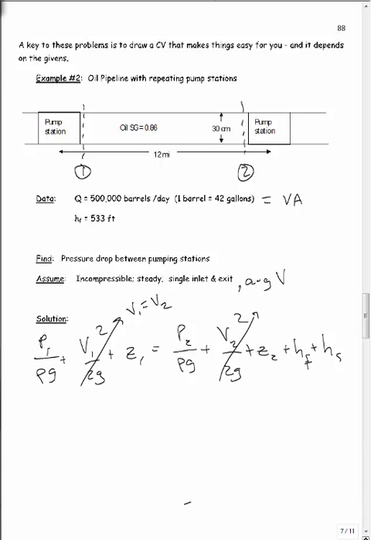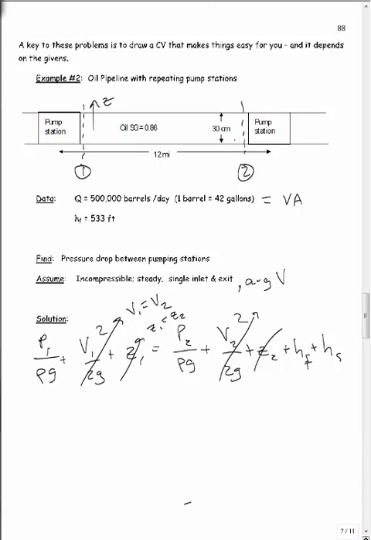Okay. Z1, this is horizontal. We can assume it's horizontal. So if we draw our Z-axis here, coordinate system there, Z1 is also equal to Z2. So you want to draw your control volume so you have things that are equal or things that are 0, either way, and that's good.